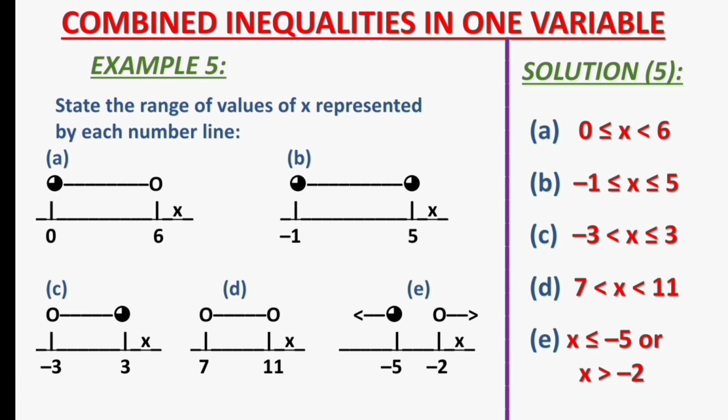While for question E, we have two separate inequalities. The two separate inequalities in question E are x is less than or equal to minus 5 or x is greater than minus 2. Please note that the number line from question A to D involves combined inequalities, while the number line in question E involves two separate inequalities, which are x is less than or equal to minus 5 or x is greater than minus 2. I hope the solutions to example 5 are all clear to you.